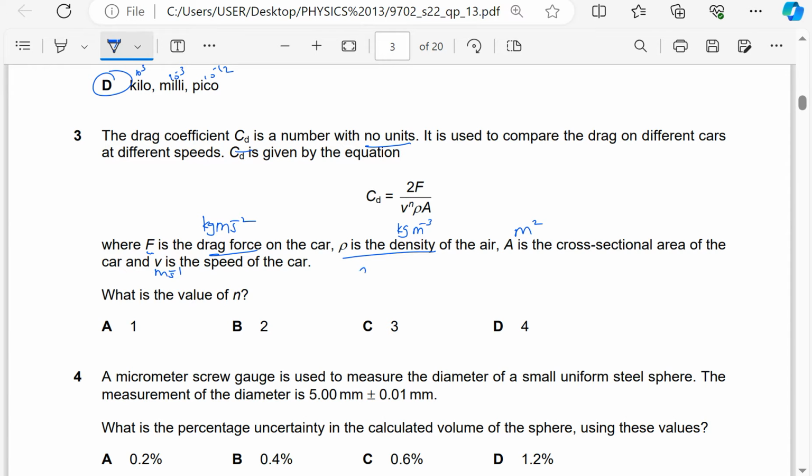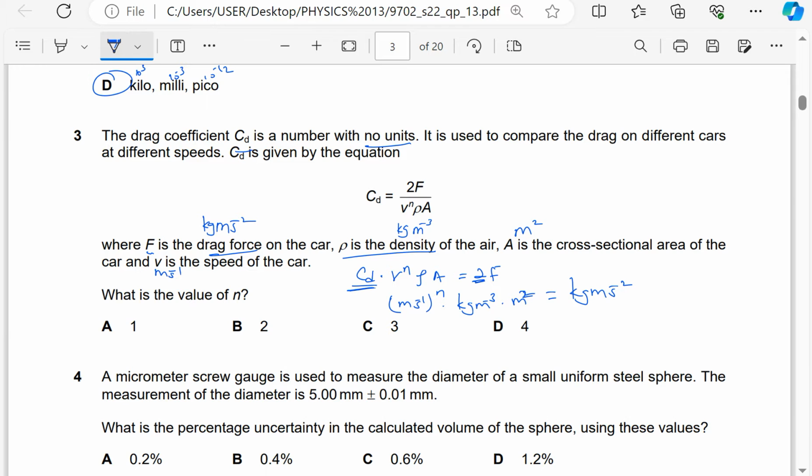So CD times V power N times density times area is going to be 2F. So I just equate the units. V is meters per second, this is to the power of N. Density is kilogram per meters cubed times area, which is meters squared, should be equal to, of course I will ignore the 2. Since CD has no units, I don't put it in this expression of units. Then F is going to be kilogram meters per second squared, ignoring the coefficient 2. So I want to find N.